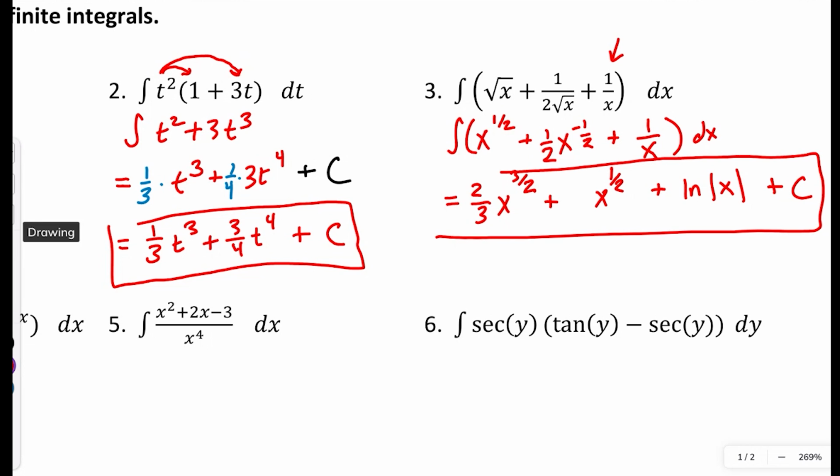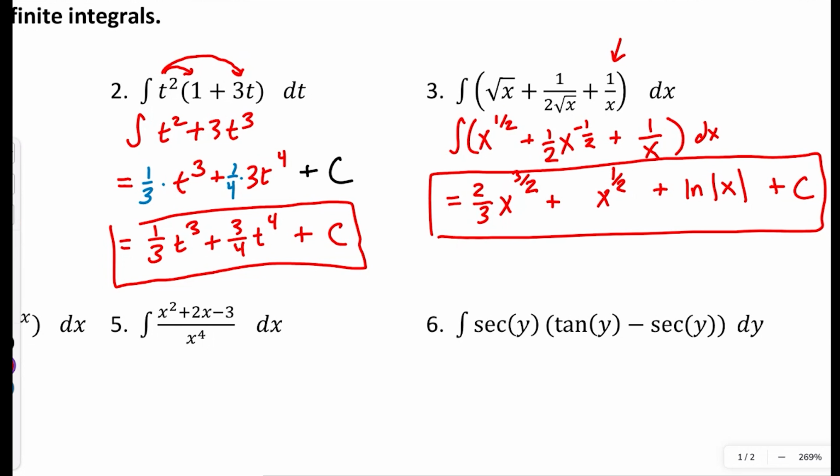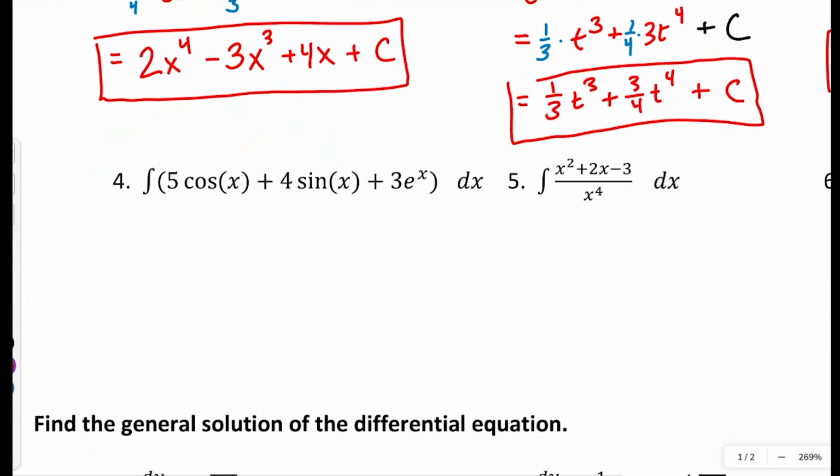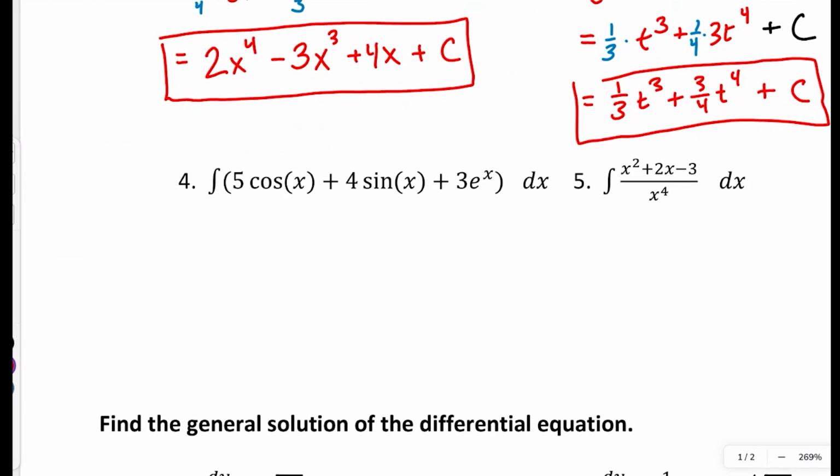Okay, number 4. Got some more transcendentals here. So you're really going to need to start brushing up on your transcendental integrals here. So, for instance, the integral of cosine x is just sine x. So this is going to equal 5 times sine x. And then the integral of sine x is negative cosine x. So this will be minus 4 cosine x.